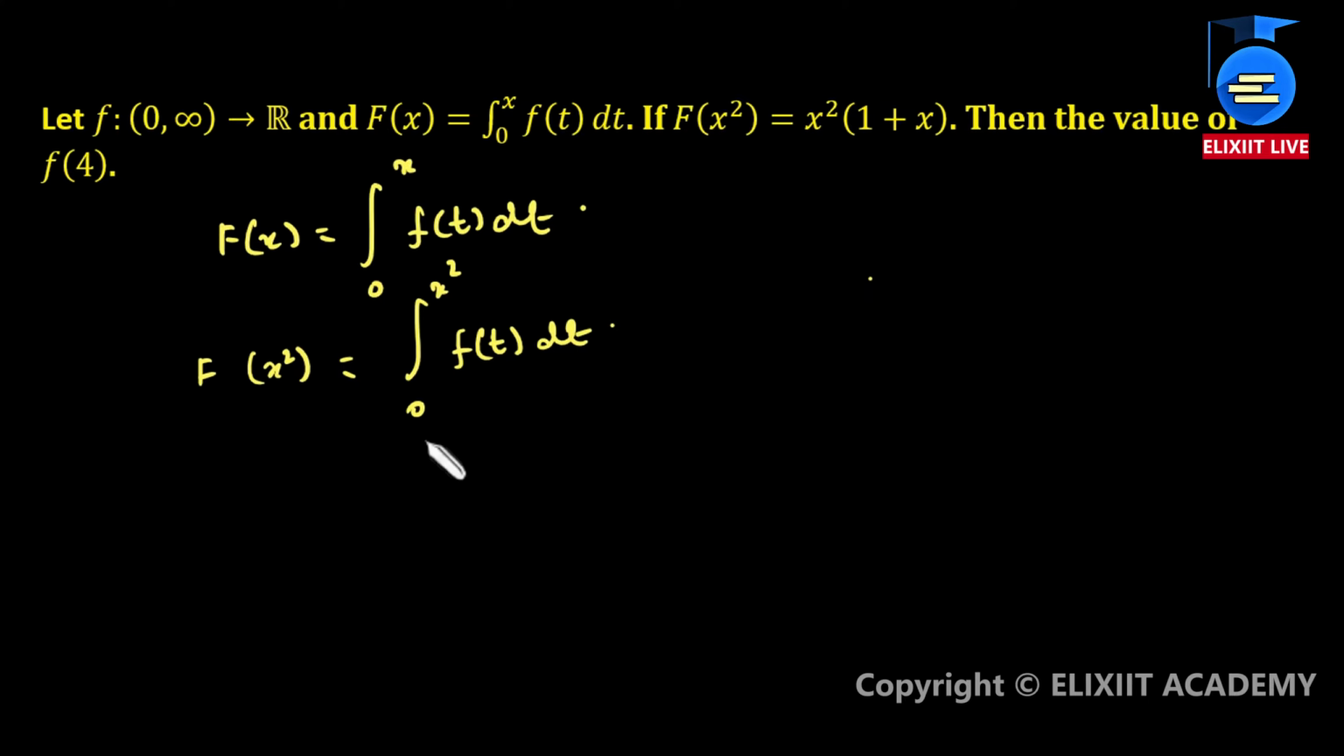And f of x square is given, so we can replace this. We can write this as x square times 1 plus x, which equals the integral from 0 to x square of f of t dt, because f of x square is known to us from here. What we need is f of 4. So we need to find f of x first, then we find f of 4, isn't it? Basically, we need to find some relation for small f. In order to find this, we need to remove this integral, which we can do by the Leibniz rule.